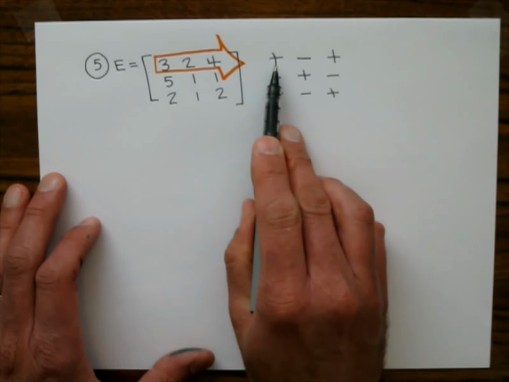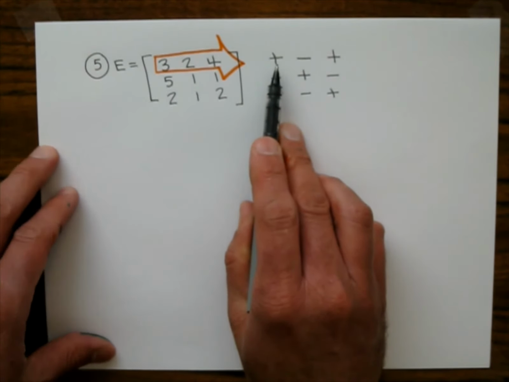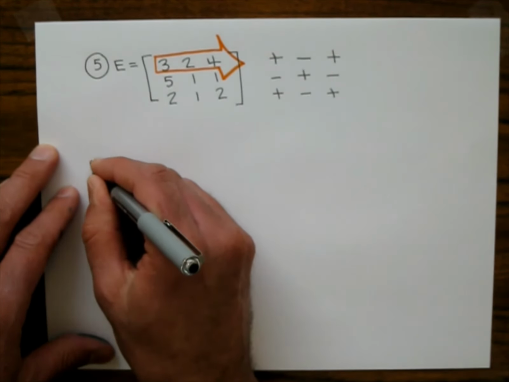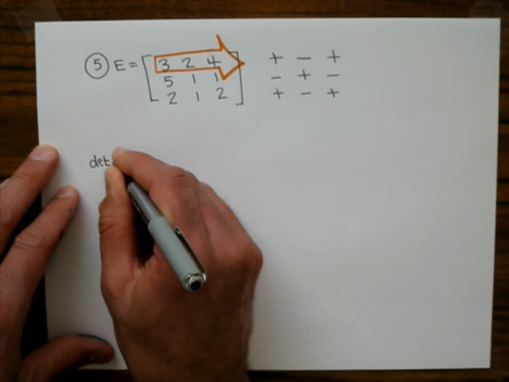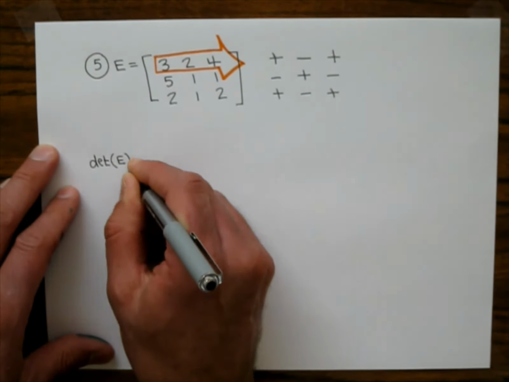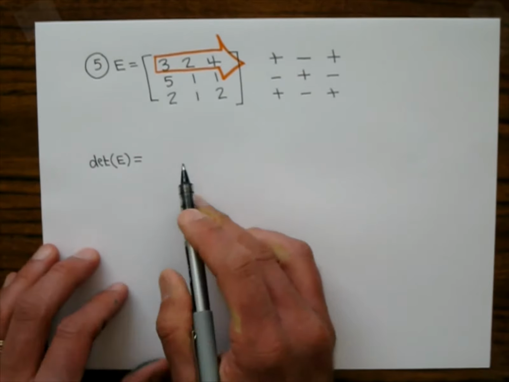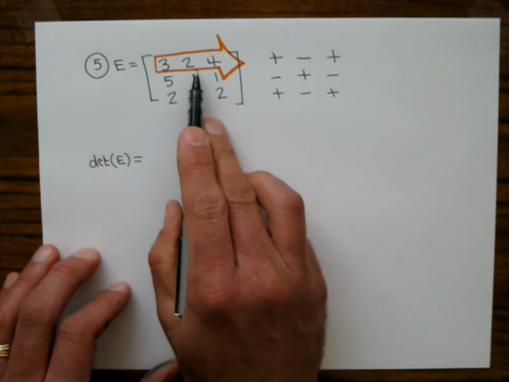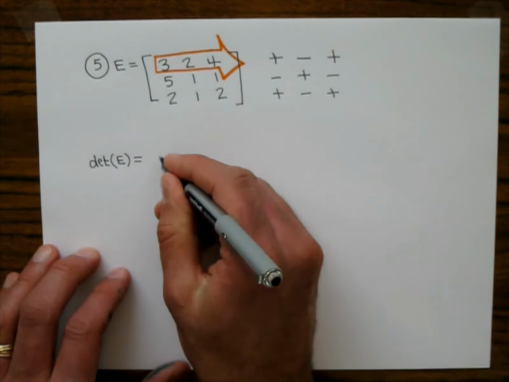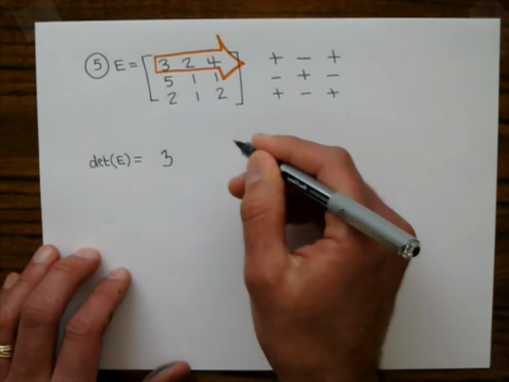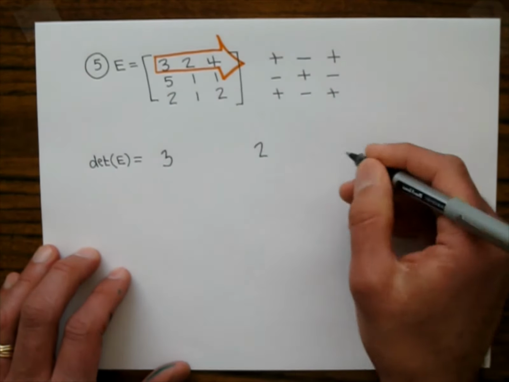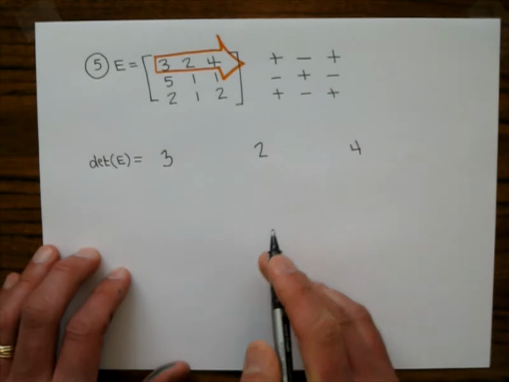We'll always start off with a plus in the top left corner. Okay, now knowing that, let's go ahead and compute the determinant of E without actually knowing the definition yet. This is pretty scary. So this is what you're going to do. You're going to write those 3 numbers down, but kind of space them out. So I have a 3, a 2, and a 4.